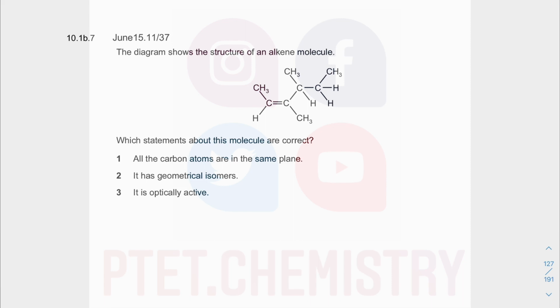Moving to the next question. So which statements are correct? Alright. So number 2, it says it has geometric isomers. So geometric isomer refers to cis or trans.